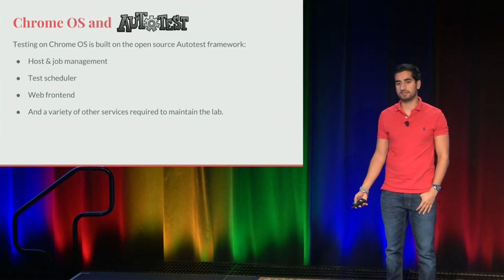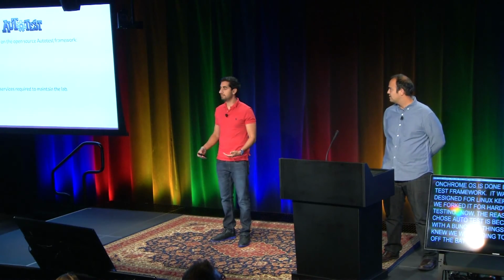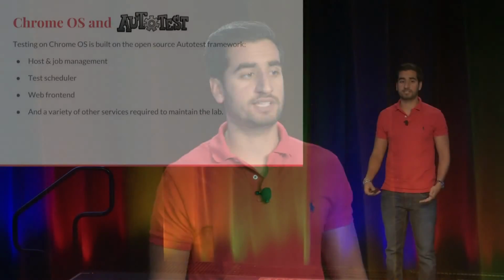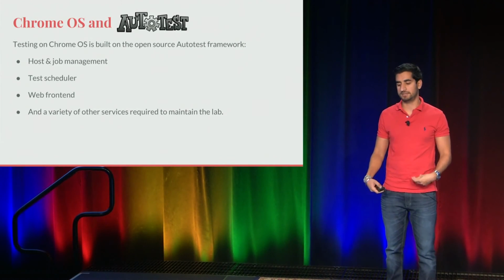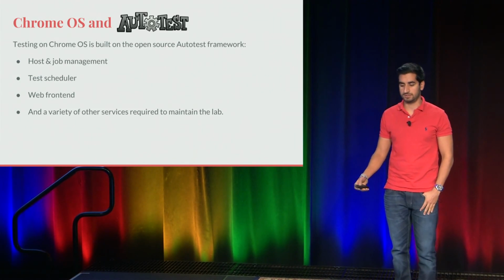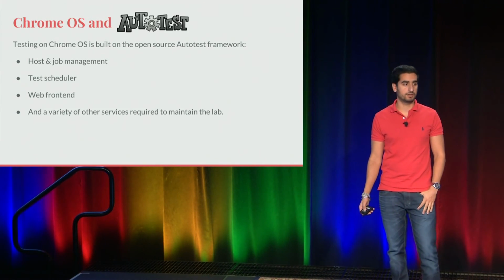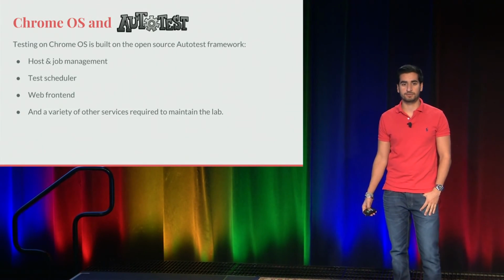To start with, that gave us host and job management. We have this lab of 2,500 devices, and we need a simple way to manage each of them, look at their state, see what they're doing, and at the same time manage each job that's running. So Autotest gave us all this off the bat. It gave us a test scheduler to make sure that tests actually ran, monitor their status, and give us results. It came with a web front end for all this as well, so that made it easier for us to get this up and going. And it came with a number of other services that we ended up using.